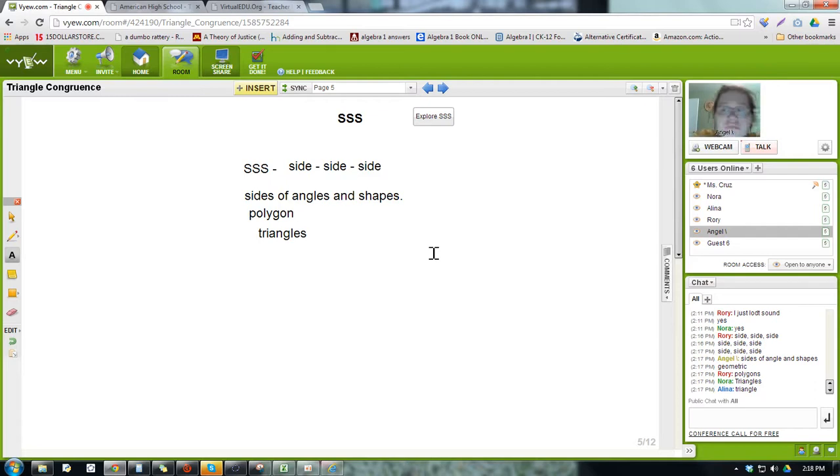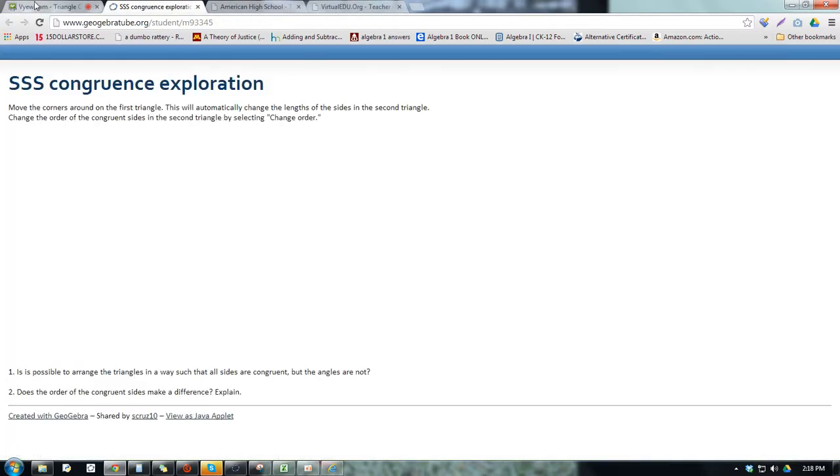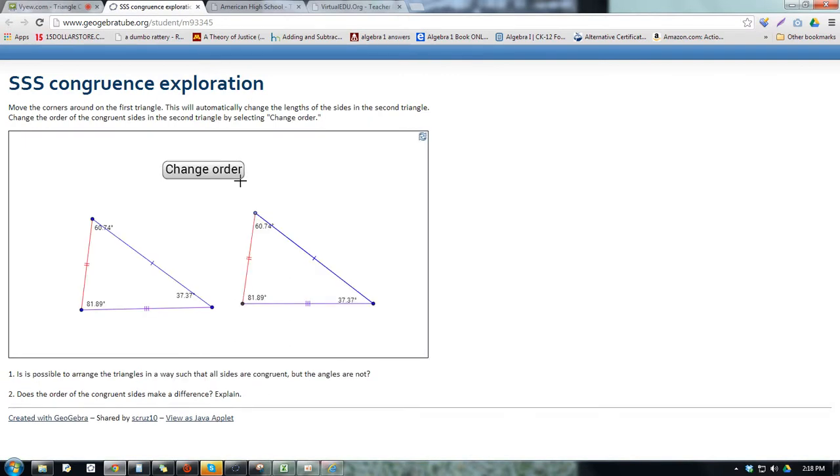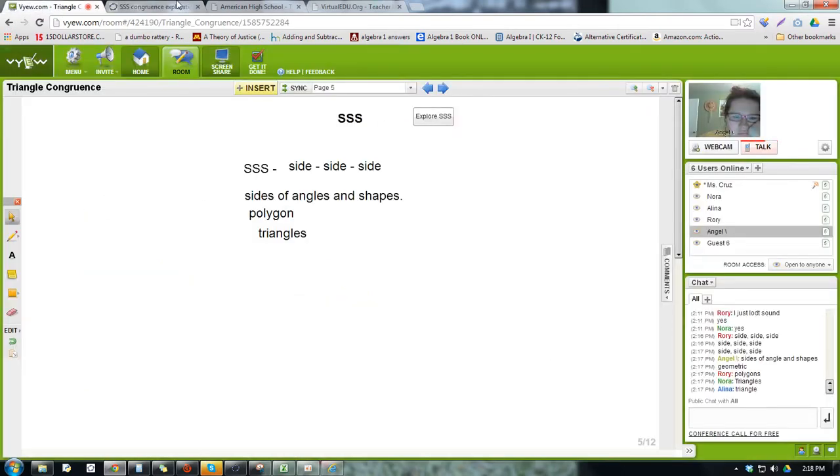Okay, so you guys should all be able to click on this button where it says Explore SSS. So go ahead and click on that. This is something, it should work. Raise your hand if you were able to open it and you see two triangles.